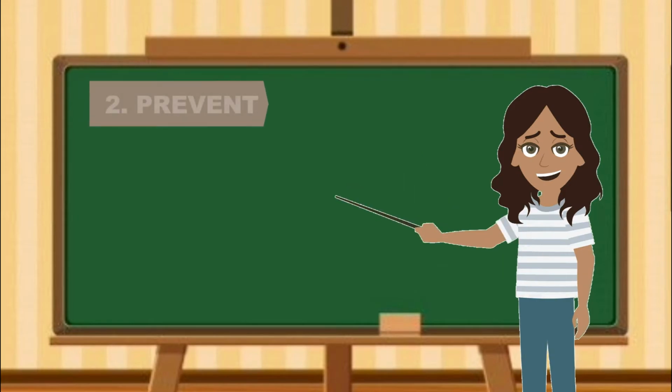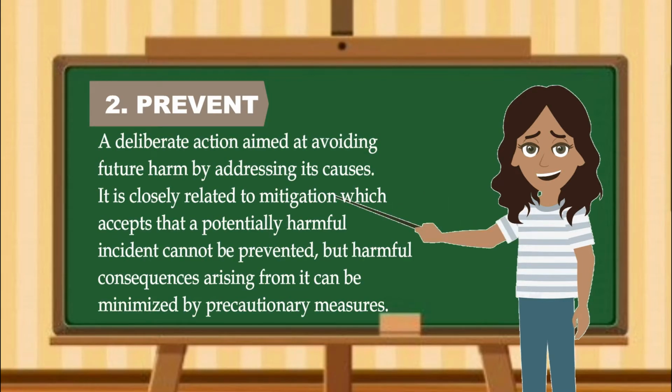Next is the second component of 5 P's of incident management, which is prevent. Prevent is a deliberate action aimed at avoiding future harm by addressing its causes. It is closely related to mitigation, which accepts that a potentially harmful incident cannot be prevented, but harmful consequences arising from it can be minimized by precautionary measures.